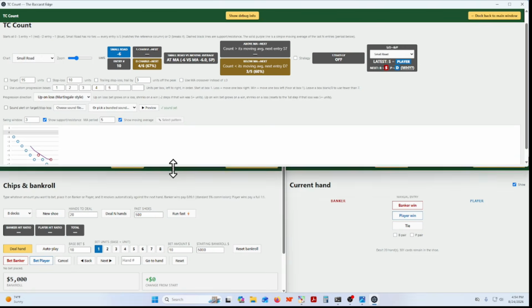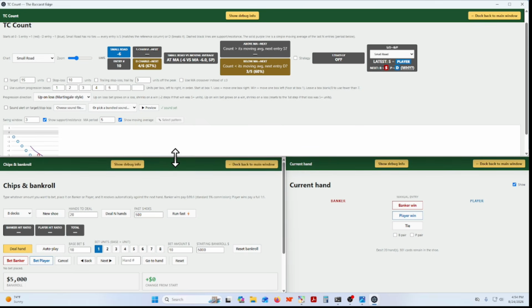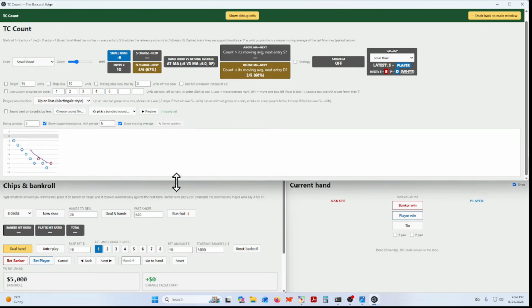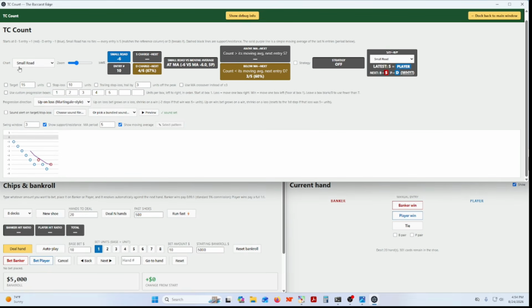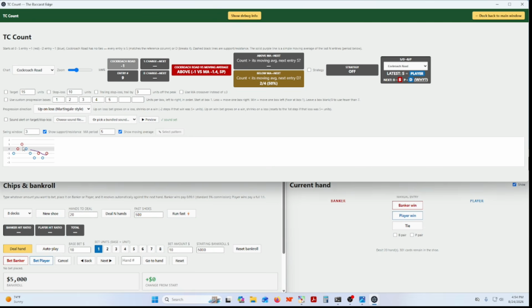All right. Let's move this down a little bit because we're definitely getting a little bigger now on this TC count. So this is a small road. This is a different looking chart here. Let's go to the next road. This is a cockroach road. Same shoe. Chart looks different.